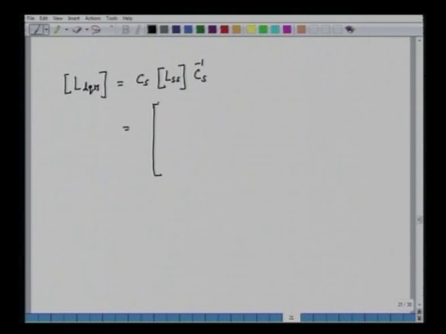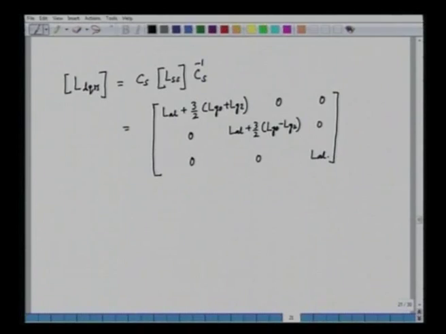will have this expression. This is LAL plus 3 by 2 LG naught plus LG2. Here we have zeros and zeros, and then the next row is 0, LAL plus 3 by 2 LG naught minus LG2, 0 0 0 and LAL. This matrix is the stator inductance matrix of the DQ reference frame of a synchronous machine.